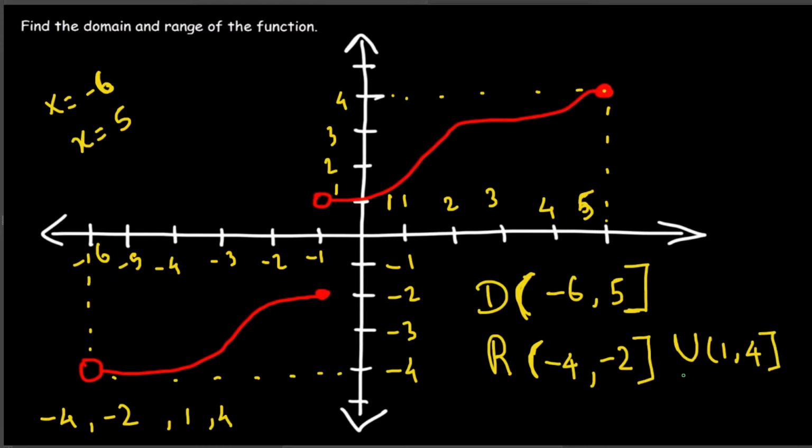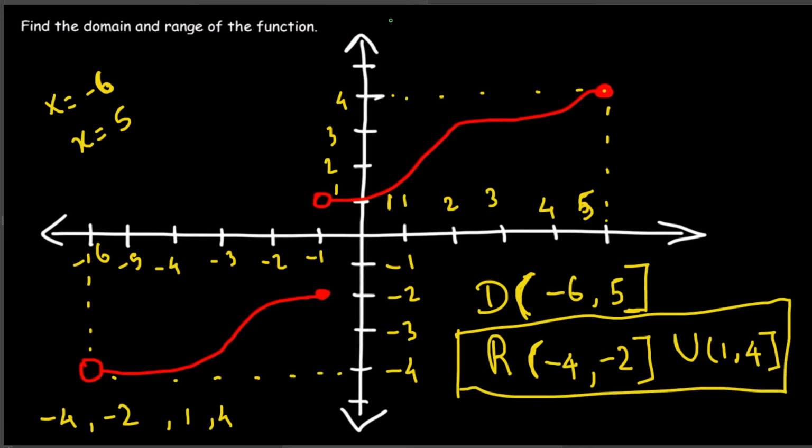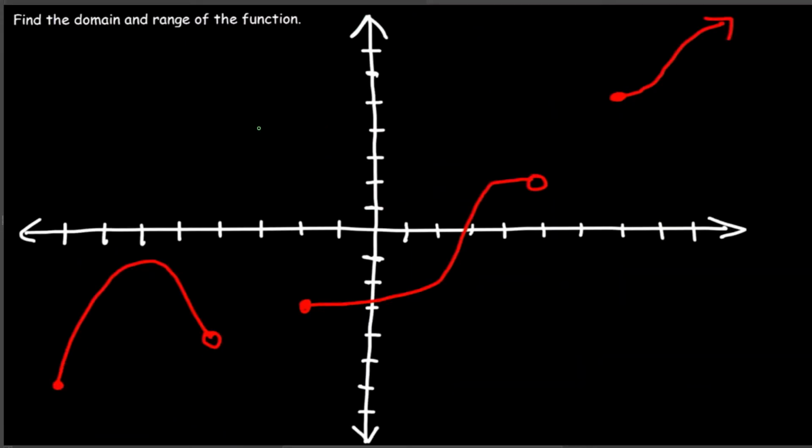Okay, so this is the expression for the range: -4 parenthesis, -2 square bracket, and then union, 1 parenthesis and 4 square bracket. So this is the first one. Now let's look at another graph. Let's look at this one.